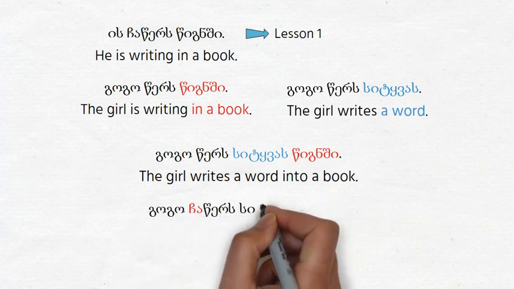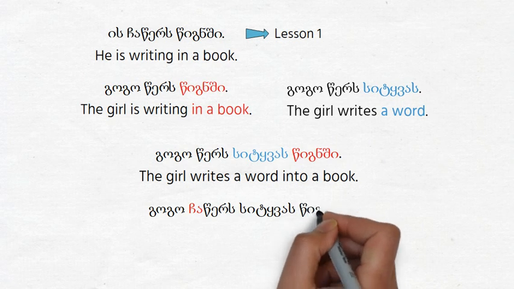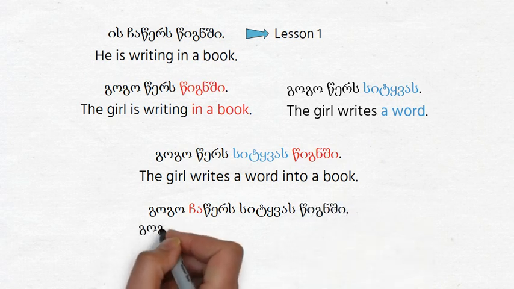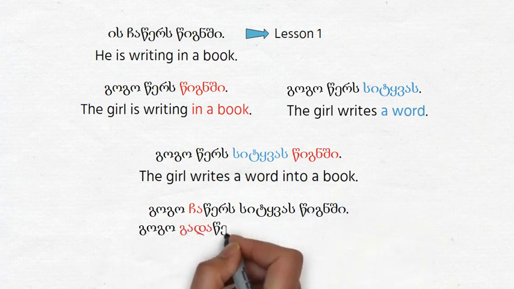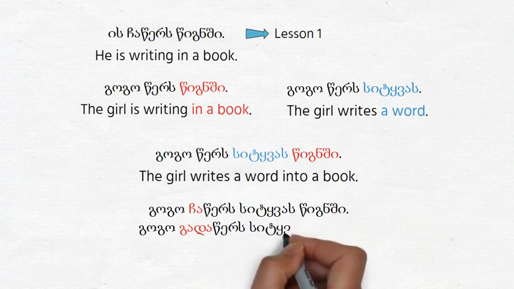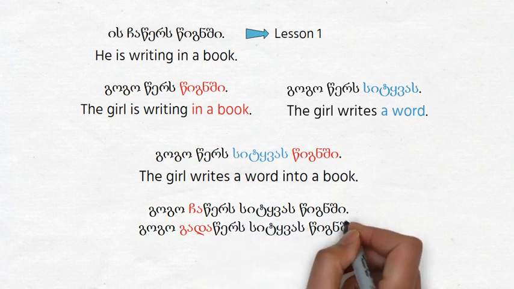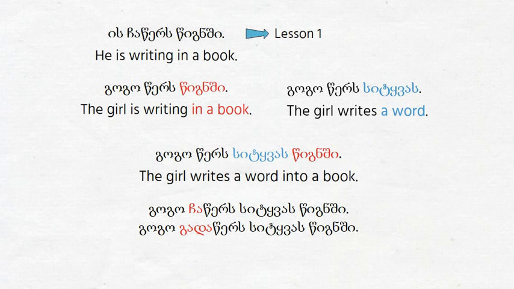And of course you can modify the verbs by the preverbs like we learned in lesson 1. For example, Gugu gadats ers sidqvas irgendwie. The girl copies a word into a book.